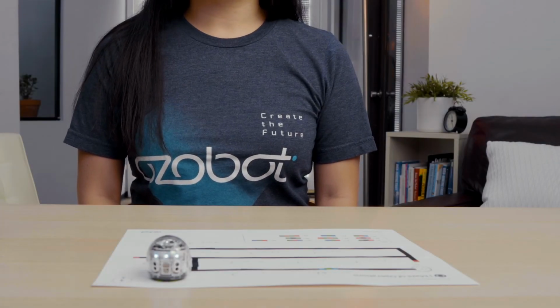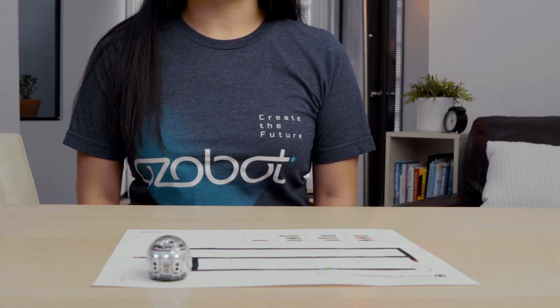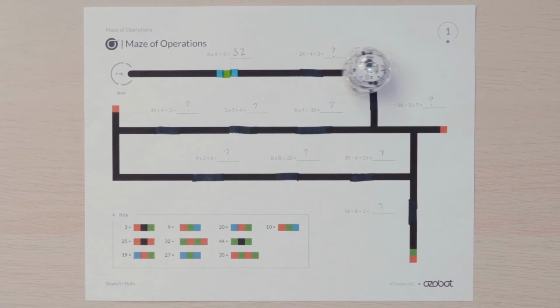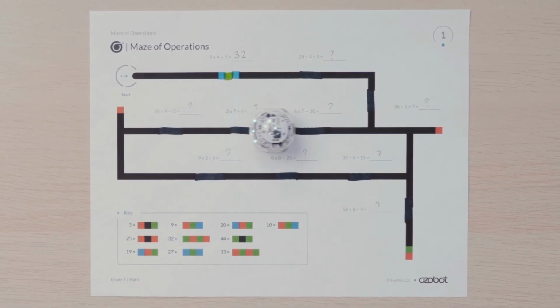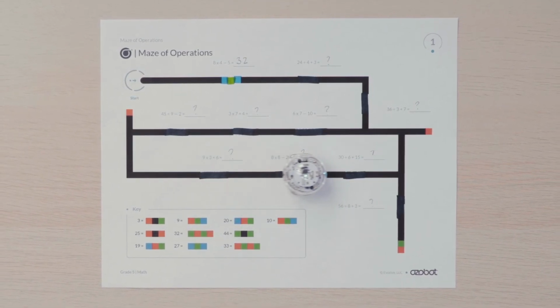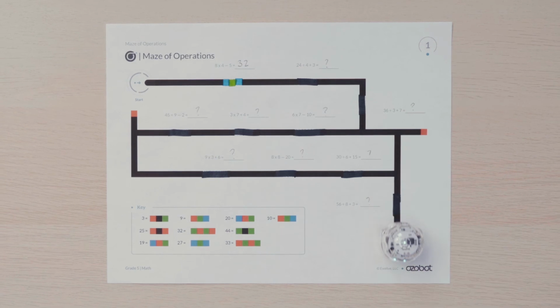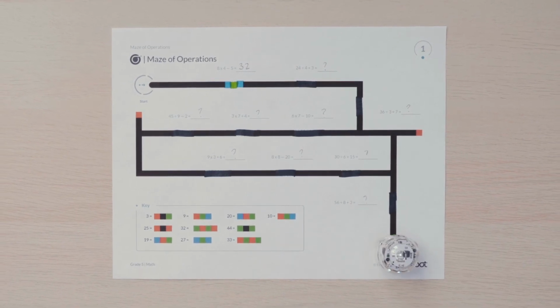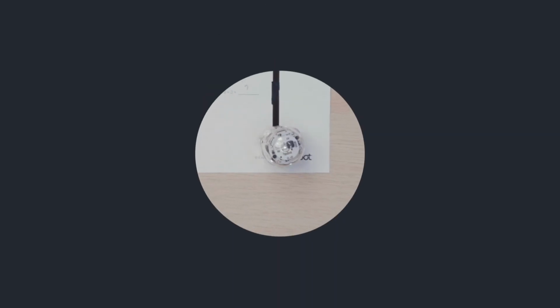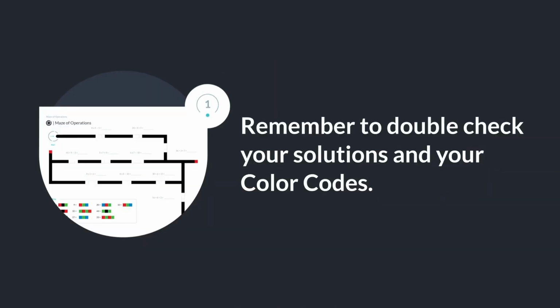Once all of the equations are solved and the maze pathways are complete, put your bot on start. If your answers are correct and your color codes are in the correct order, your bot should travel from the entrance to the exit or the win code. I've used black markers so that I don't give away the answers, but you will have color codes on your paper. Remember to double check your solutions and your color codes.